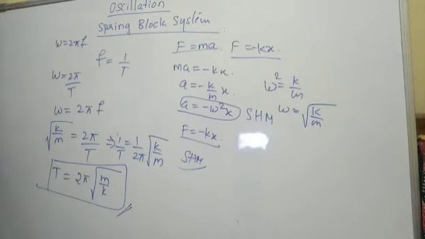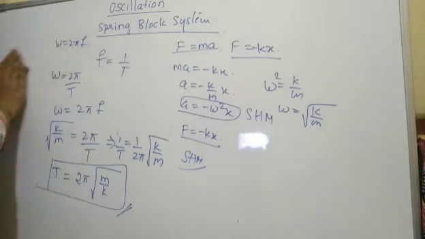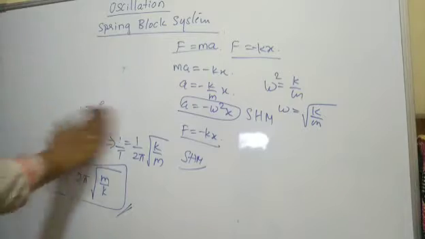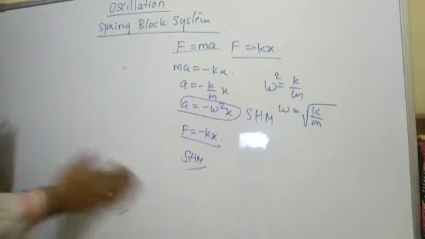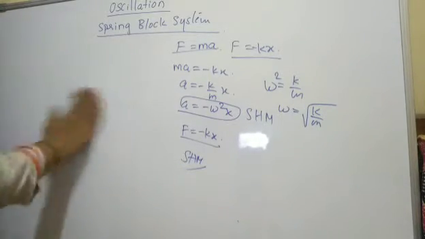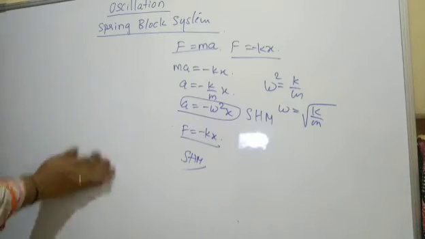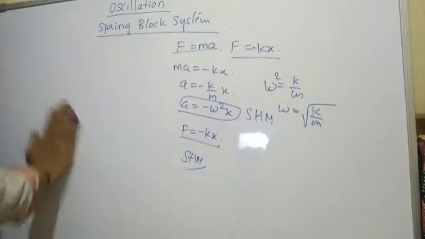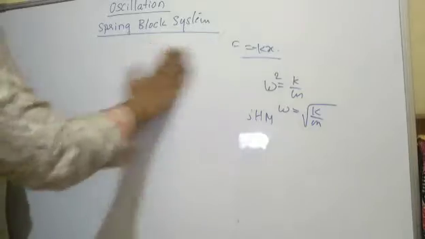When the block is attached to that spring and the spring is displaced from its mean position, the same time period is experienced by the particle, which is already in simple harmonic motion. So this is one case. If the springs are connected in parallel, it means the motion of a block attached to two springs.